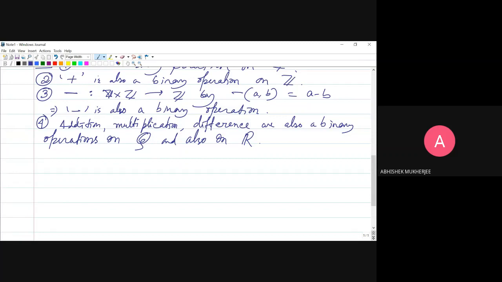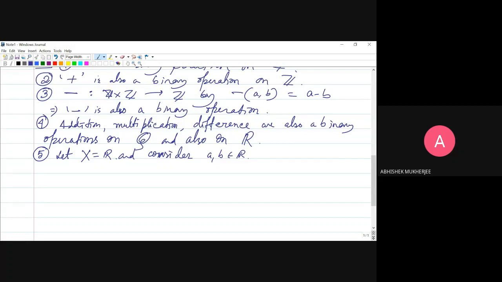Now some more examples can be obtained by just using your basic knowledge. That is, suppose your set is the set of all reals, and consider two real numbers, a comma b belongs to R. Then what will you get out of these two reals? You will get two things, two reals.